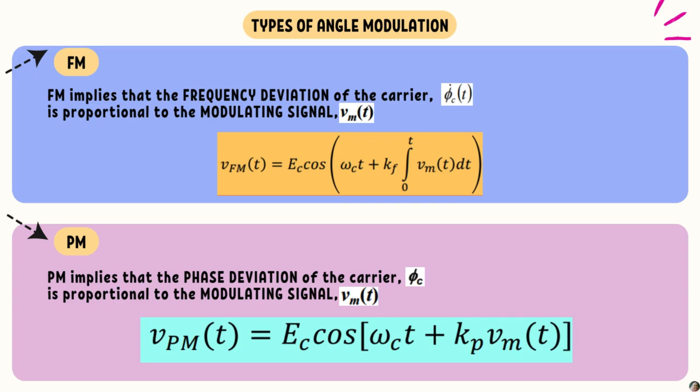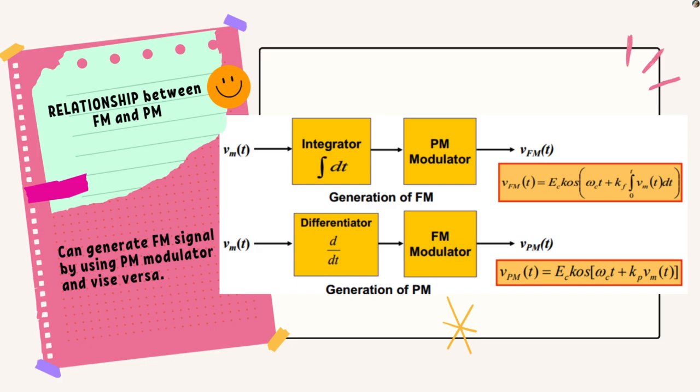There are two main types of angle modulation. First, frequency modulation (FM): the carrier's frequency deviation is proportional to the modulating signal. Second is phase modulation (PM): the carrier's phase deviation is proportional to the modulating signal. Interestingly, FM and PM share a close relationship. For instance, an FM signal can be generated using PM modulators and vice versa.